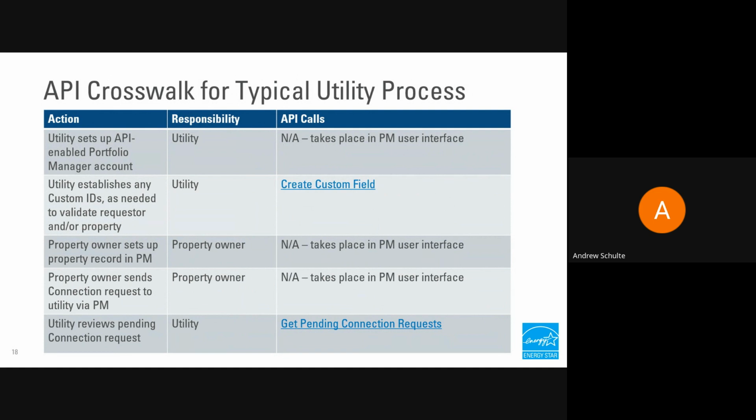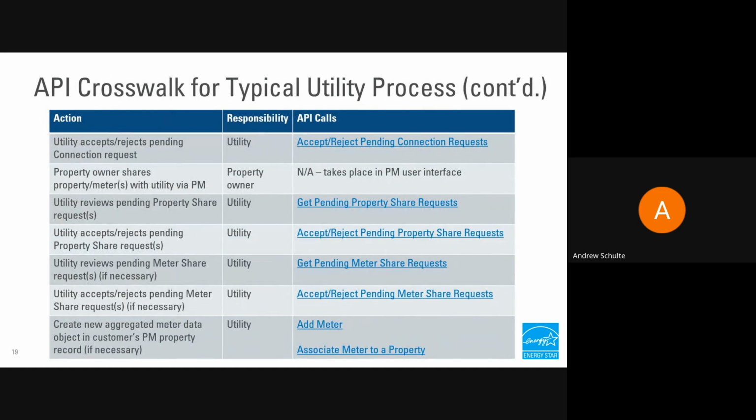But once that handshake is established, as I said earlier, the pipeline is open between your system and your customer's Portfolio Manager account, meaning that you can start piping through data on an automated basis without requiring subsequent requests. So yeah, as you can see here, there's a lot of customer makes request, utility reviews request, utility accepts request. You go through that cadence a few times, and at the end of all this, what you have is a utility who is set up to push data to the customer's building.